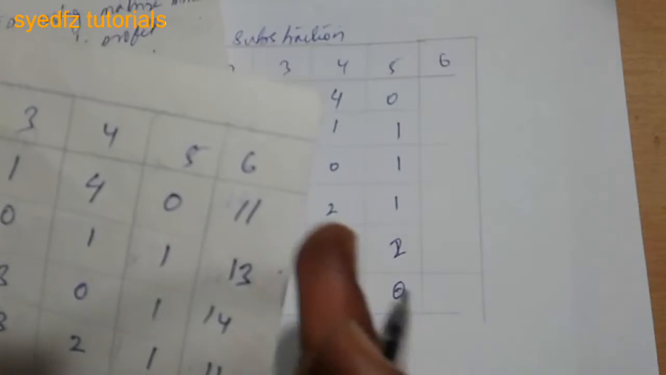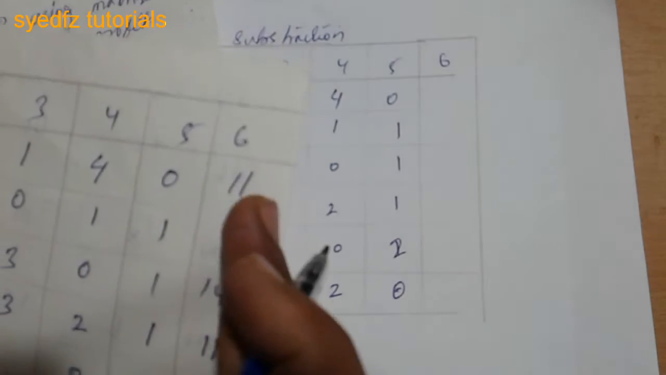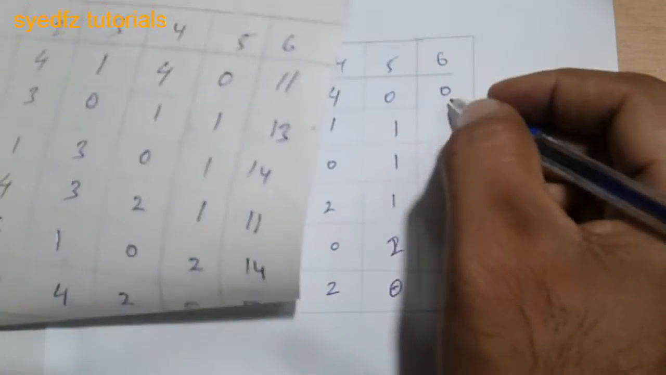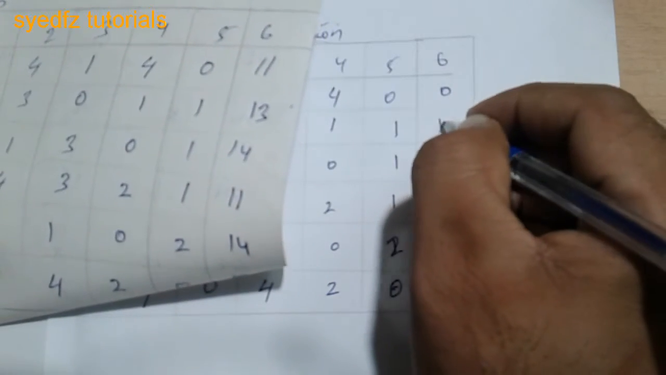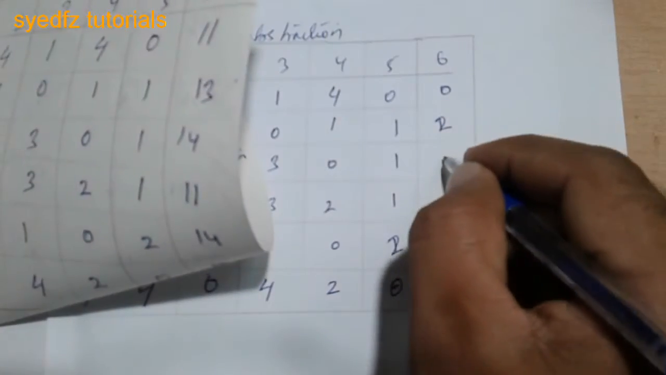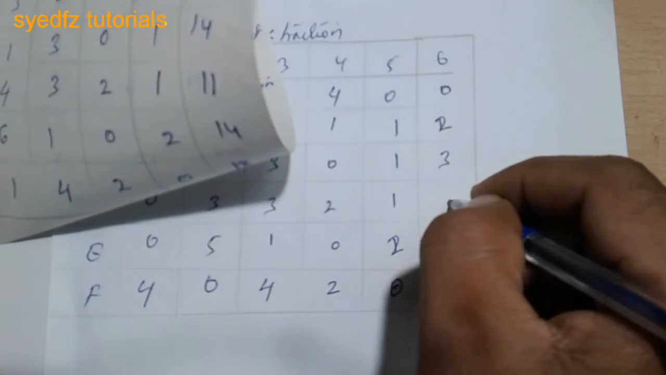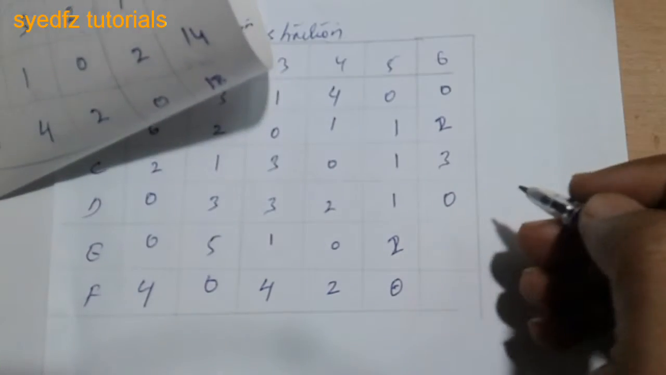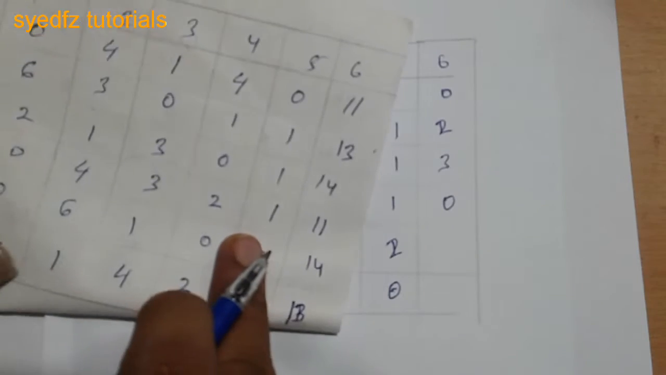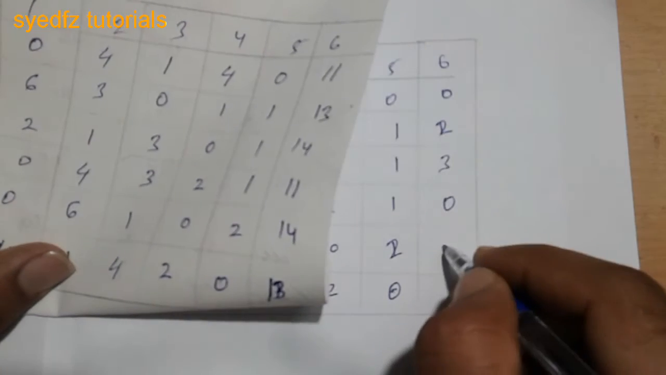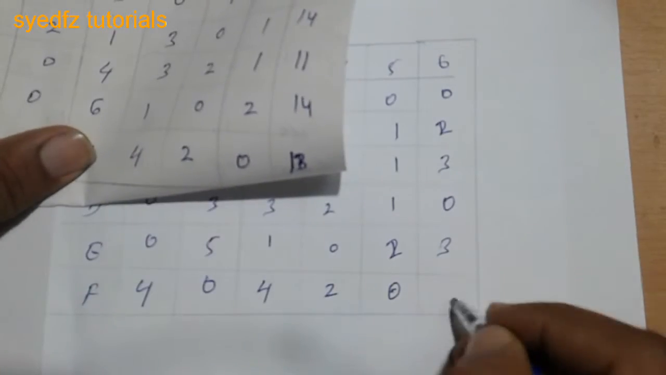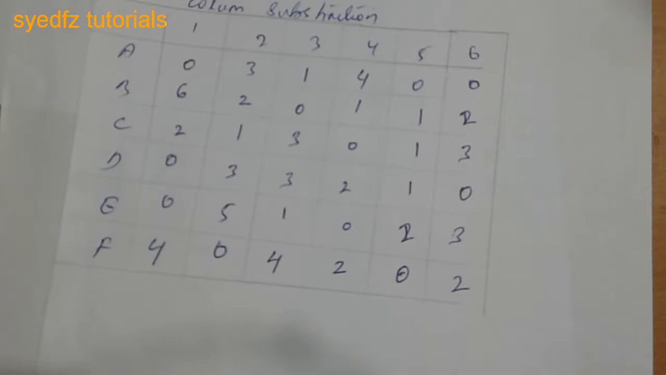And the sixth column has minimum value 11, so 11 minus 11 is 0, 13 minus 11 is 2, 14 minus 11 is 3, 11 minus 11 is 0, 14 minus 11 is 3, 13 minus 11 is 2. Now assign the zeros.